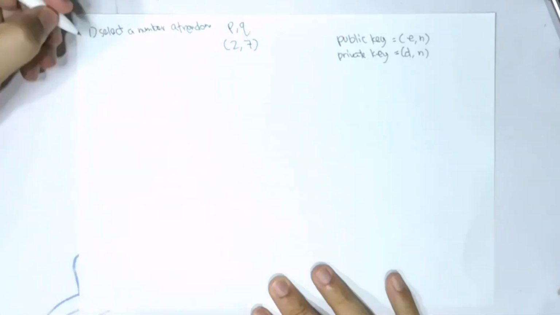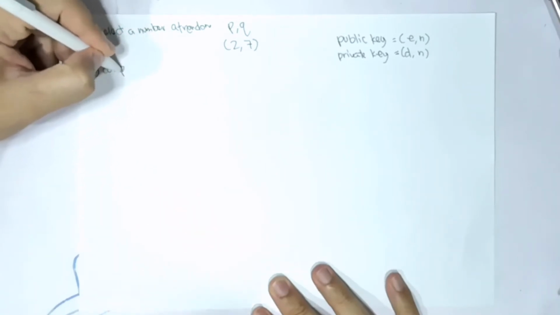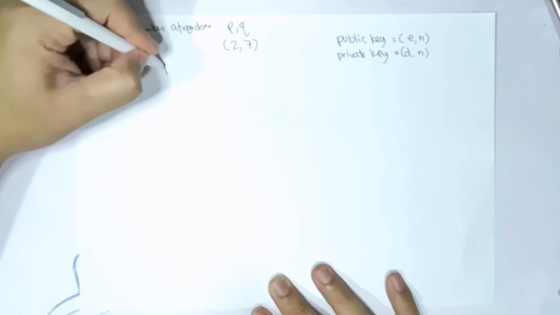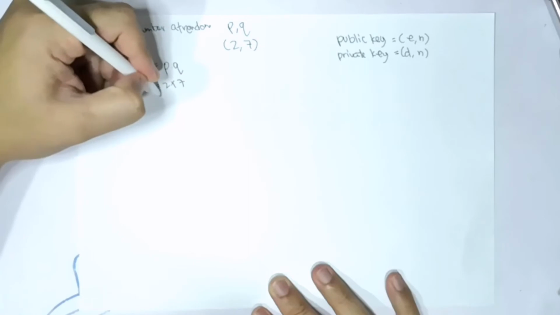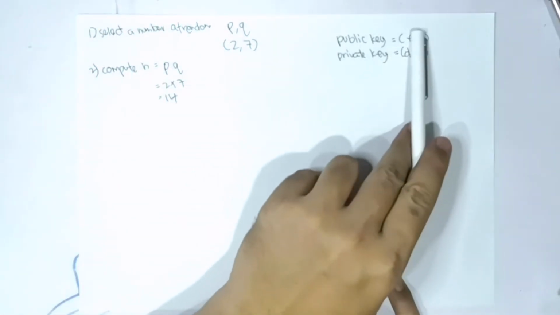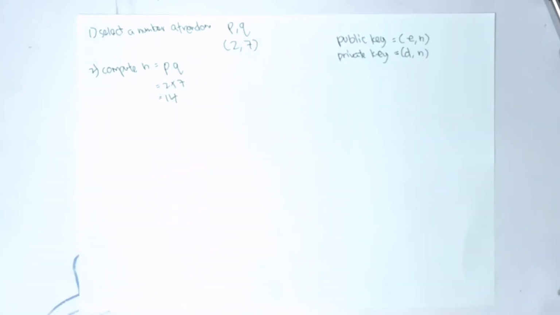So for public key and private key, the second integer is the same N. To get N, for the second step, you need to compute N, which is equal to P times Q. So 2 times 7, you will get 14. So these two integers, you already get it, 14.